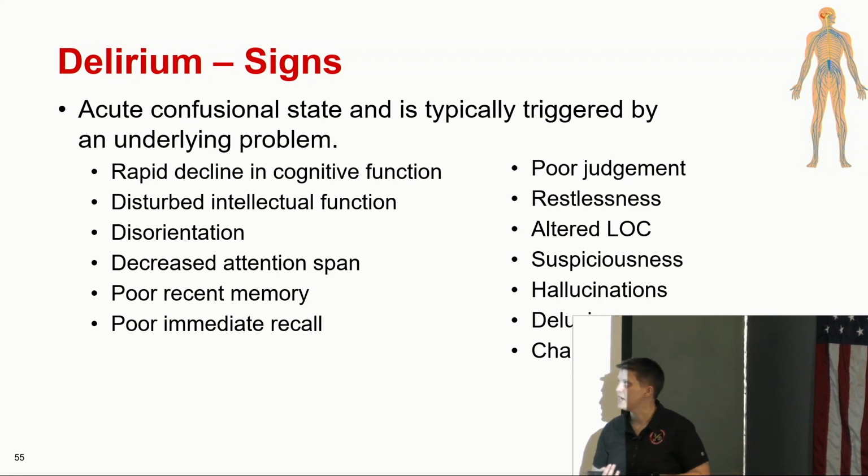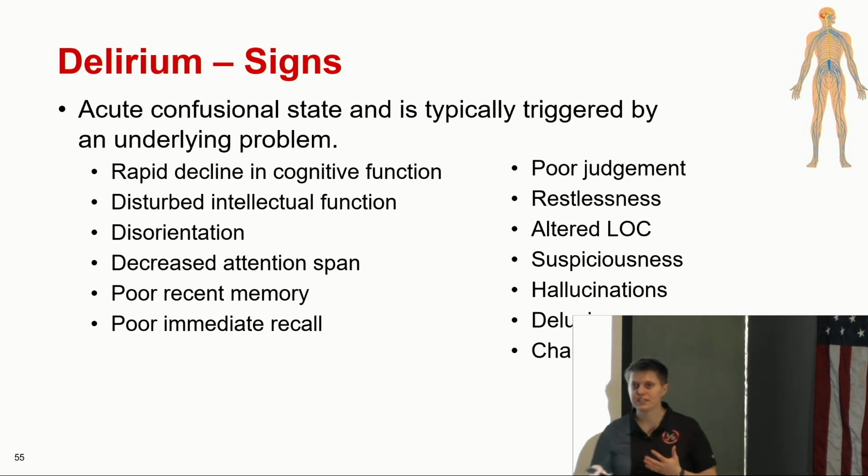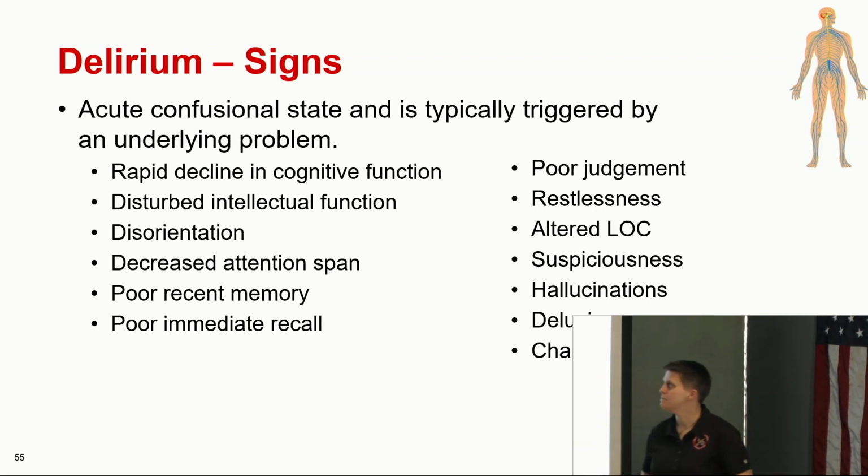Delirium involves a rapid decline in cognitive function, disturbed intellectual function, disorientation, decreased attention span, poor recent memory, and poor immediate recall. It might also look like poor judgment, restlessness, altered level of consciousness, being highly suspicious, having delusions or hallucinations, or a change in that person's general disposition, just how they typically act around other people might be different.